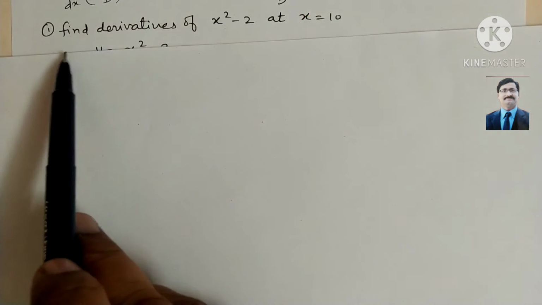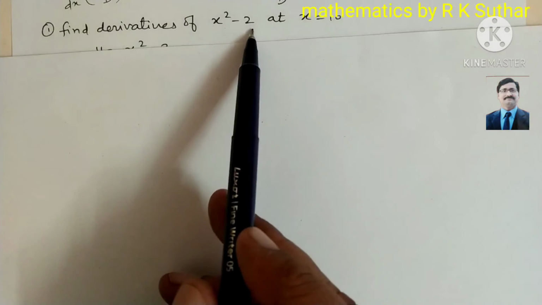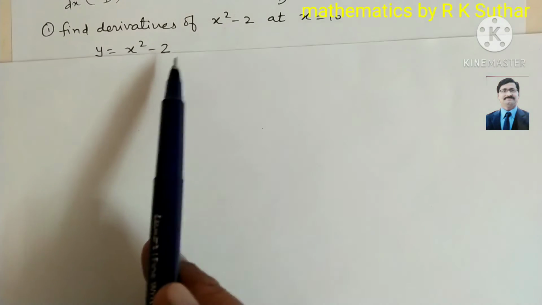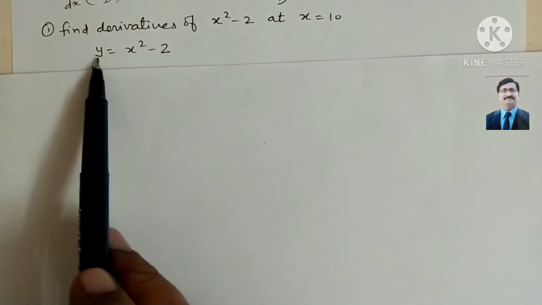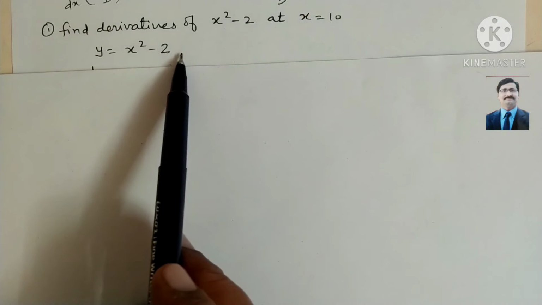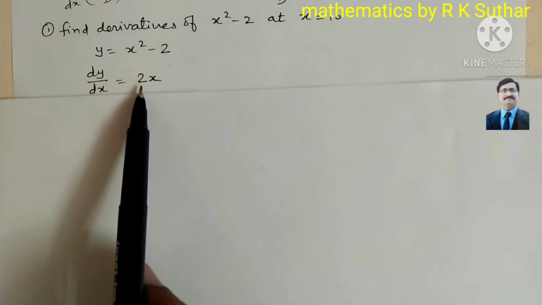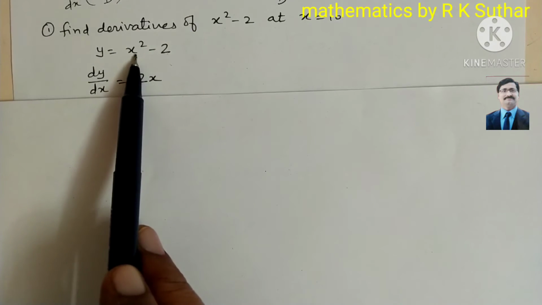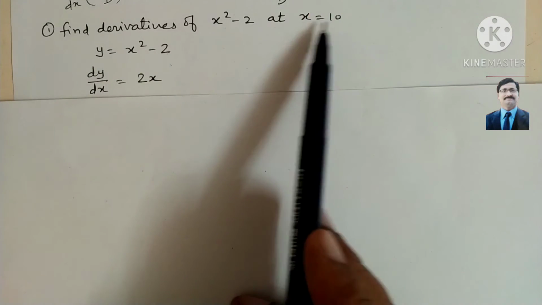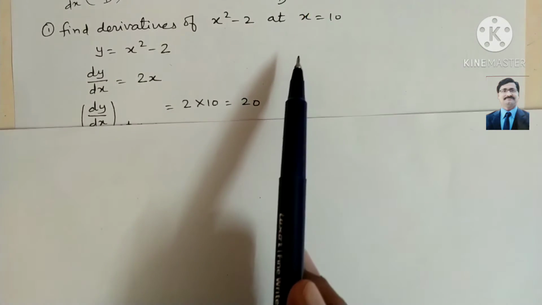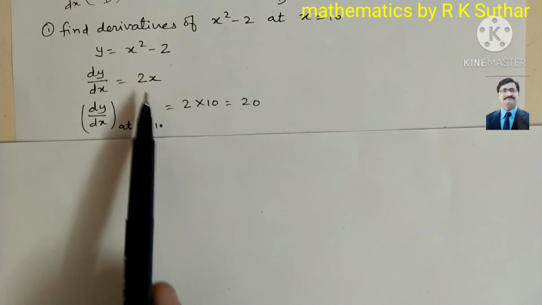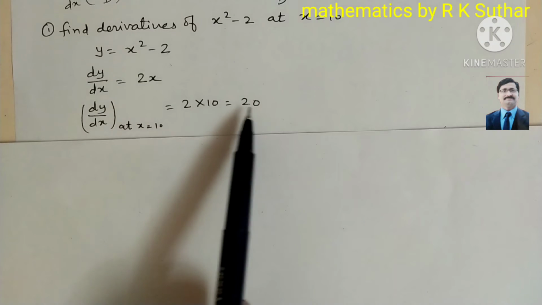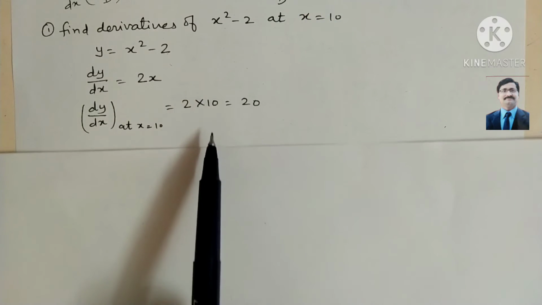Now we will do some questions. Find the derivative of x square minus 2 at x equal to 10. Suppose y equal to x square minus 2. Now we do the differential, we get dy by dx, and the differential of x square is 2x, and we have to find it at x equal to 10. So in place of x we put 10. So 2 into 10 is 20. So the derivative we get is 20.